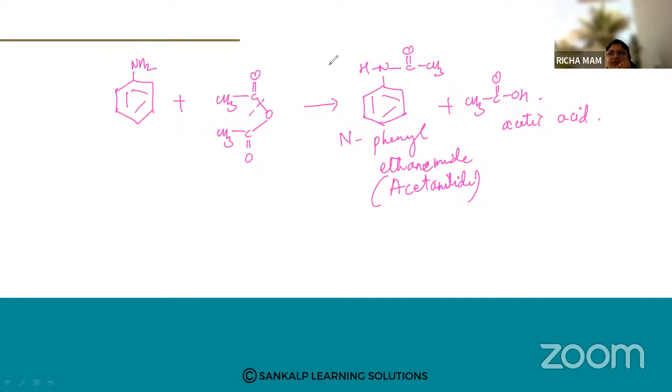So what is the reason why tertiary amines do not undergo acylation, students? Just now I've told you why tertiary amines are not undergoing acylation. Yes, it can be a question. So please note it down. Why do tertiary amines not undergo acylation reaction?